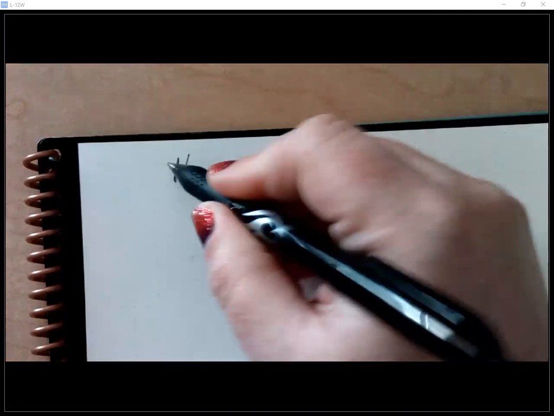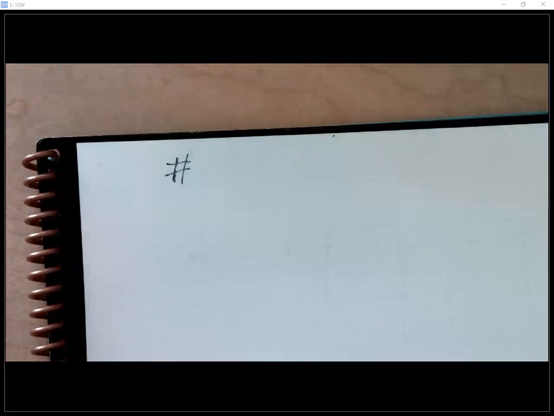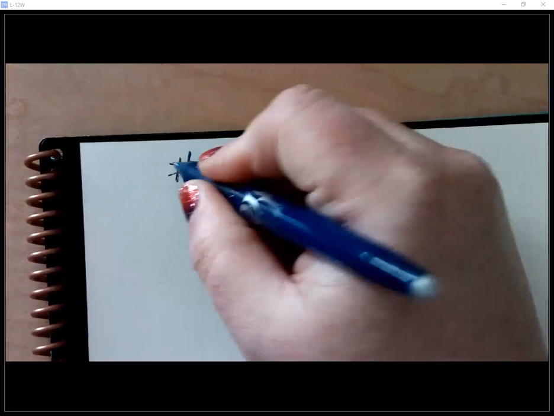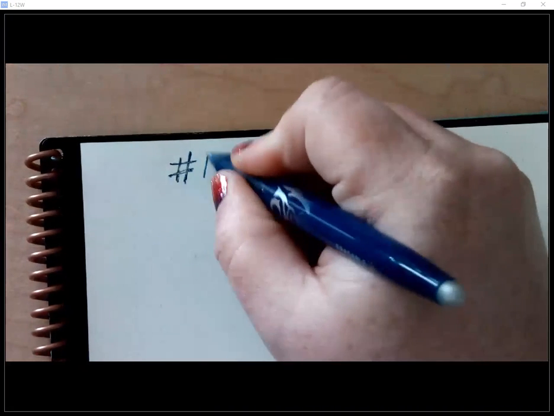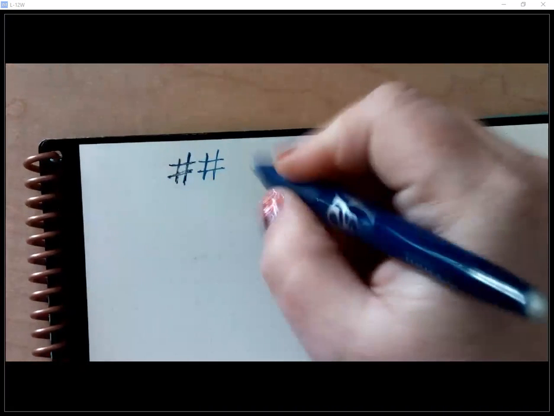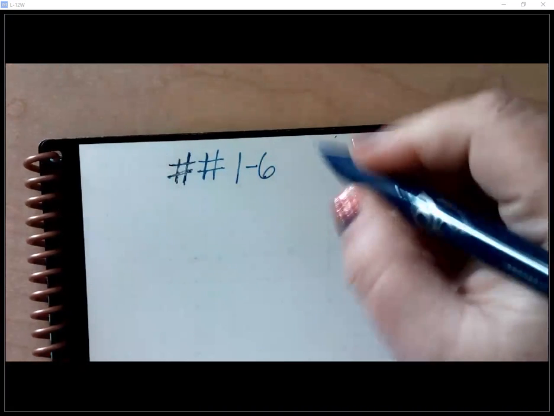Okay, so this is actually section 1-6. I know you're like, but we did chapter 1 so long ago. Yes, but we did not do this section. So this is called collecting data.